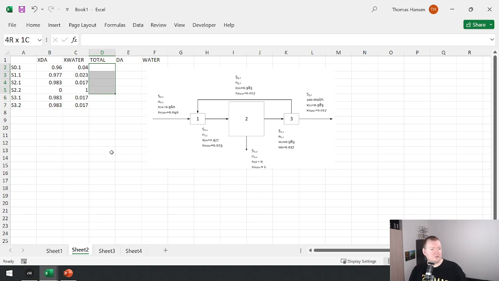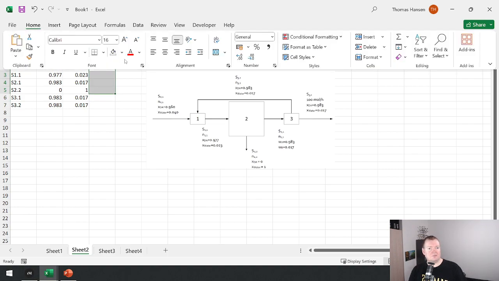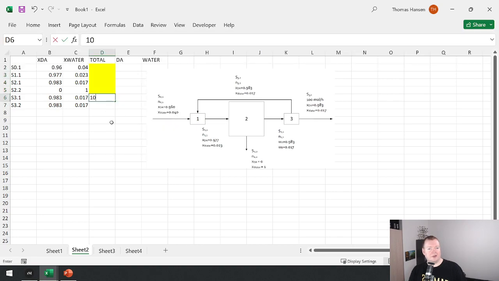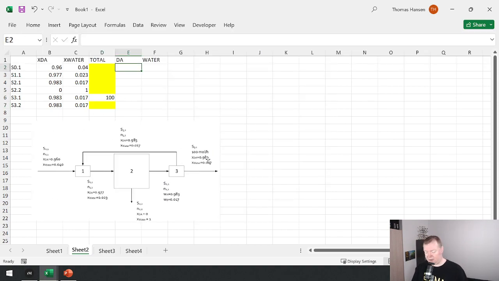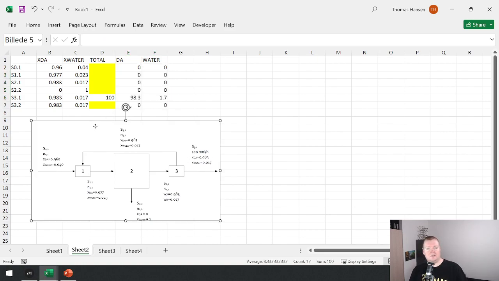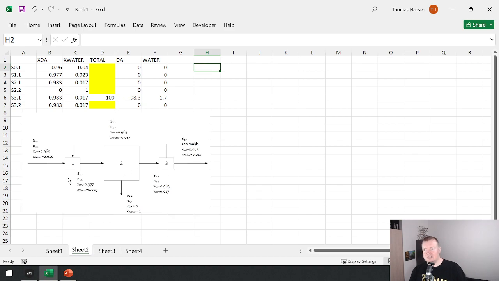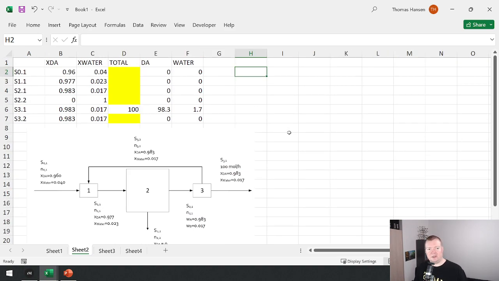Total number of moles for all of these, no idea. I know I have 100 there, and I know I don't know what will be there. And finally, calculating the different component amounts. Fill right and down. There we go. And now I want to start to set up the different equations that is possible for this system. So I'm going to do it systematically and say I have for my total system, unit 1, unit 2, unit 3. And for all of those, I could set up a total, a dry air, and a water balance.